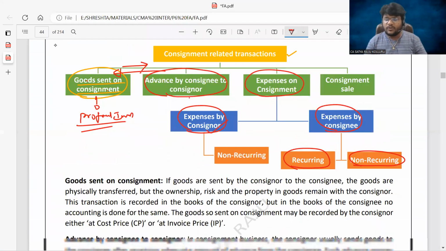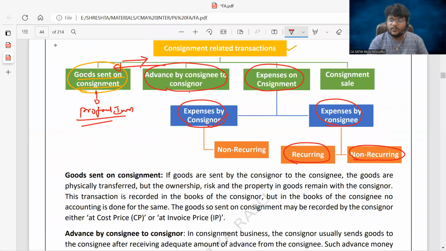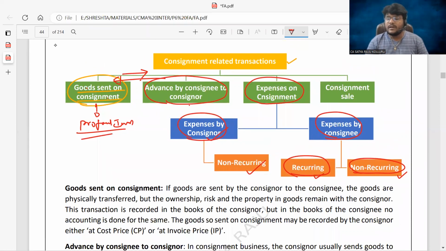But for the time being, what you need to understand: expenses on consignment, expenses incurred by consignor are non-recurring, and expenses incurred by the consignee before reaching the goods to the consignee premises are non-recurring. After reaching such goods to the consignee premises, recurring. Okay, then what will the consignee ultimately do, sir? Consignee will ultimately sell such goods to the customers. Then the sale proceeds, after reduction of his commission, his expenses, and the advance, are ultimately sent to consignor. These are the various transactions which occurred in the consignment business.